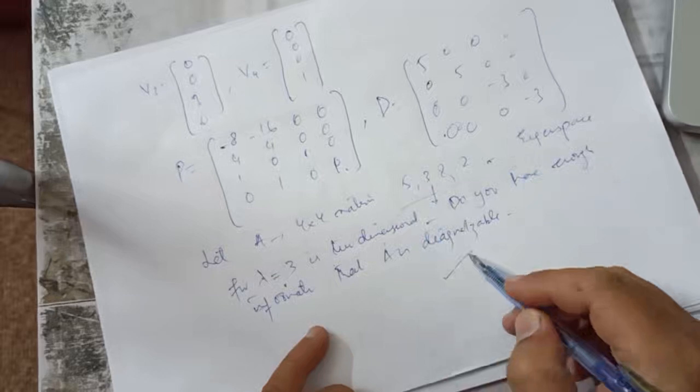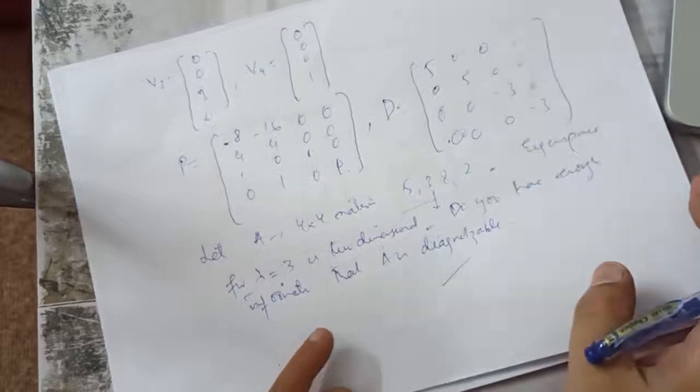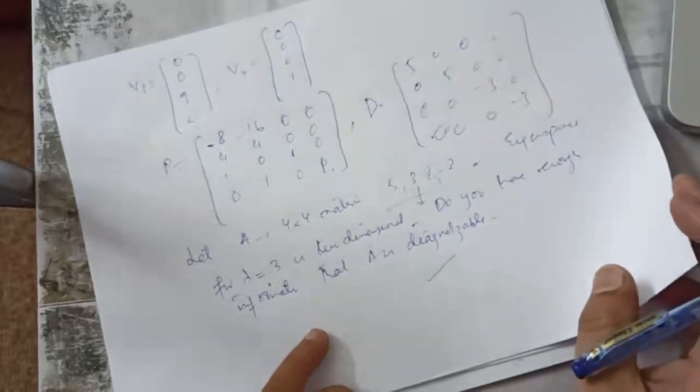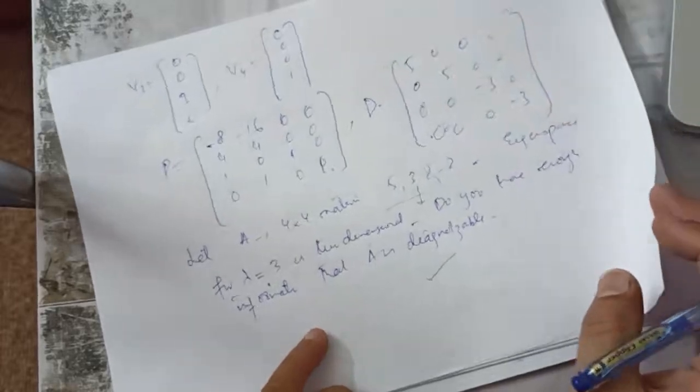Okay, so this marks the end of diagonalization. In the next lecture, we'll talk about eigenvectors and linear transformations.